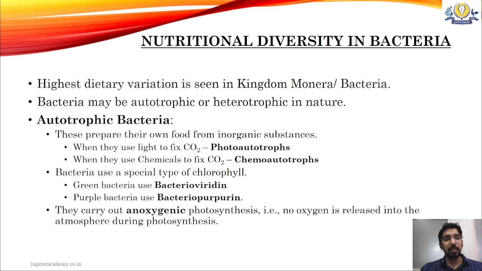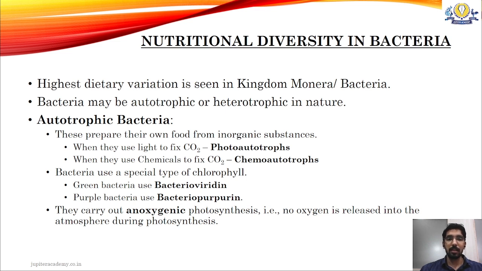Okay, so bacteria use a special type of chlorophyll in order to perform photosynthesis, because the pigment is a necessary component of photosynthesis. Here we have two types of bacteria: green bacteria, which are green in color. Obviously, they consist of a pigment called bacterioviridin, which gives the bacteria green color. And then we have purple bacteria, which have the pigment bacteriopurpurin, which gives the bacteria a purple color shade. Both of them are necessary for photosynthesis.